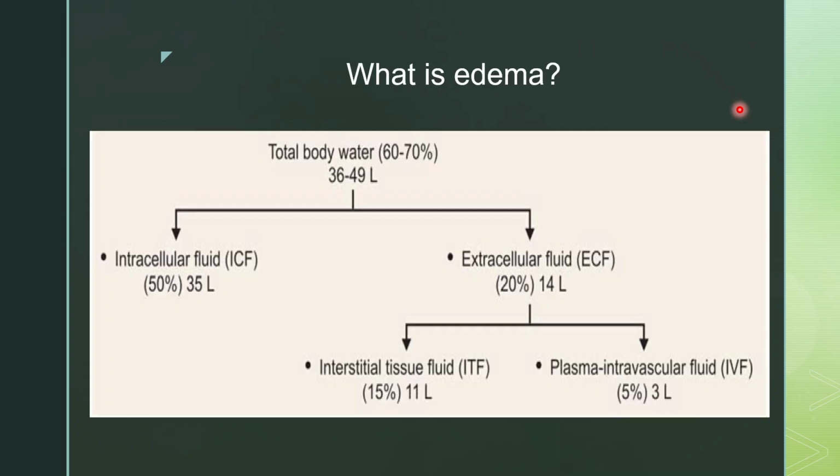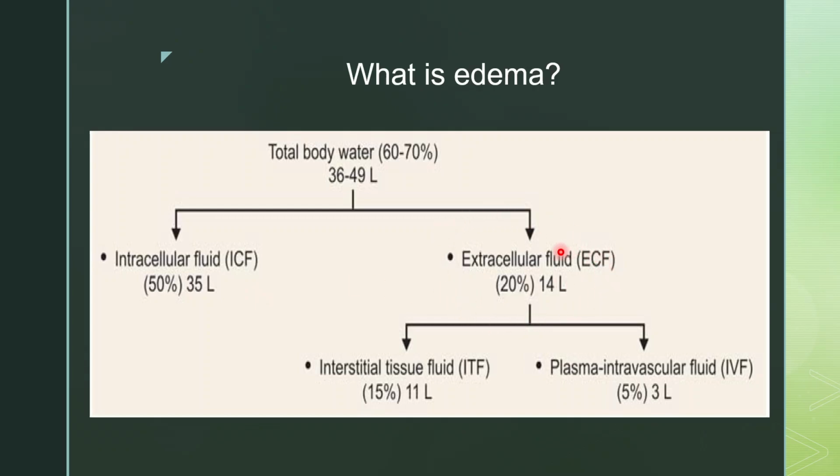Let us see. The body water content is roughly around 60 to 70%. Now how is this water content divided in our body? Basically we have two compartments, one is intracellular and the other is extracellular. The major portion of water is located inside the cell, which is intracellular. The rest is located outside the cell, which is extracellular.